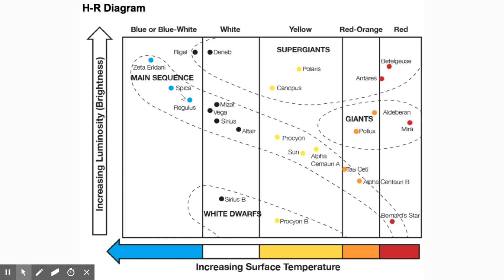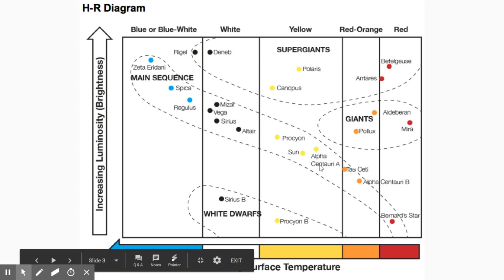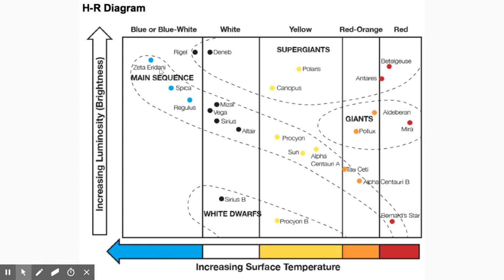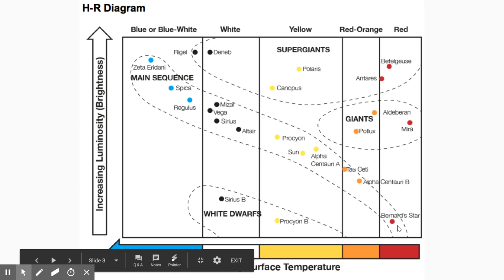So this line that is going through the HR diagram, this is our main sequence stars. And majority of our stars are in main sequence. They range from very cold, like down here at the bottom, all the way to really hot.